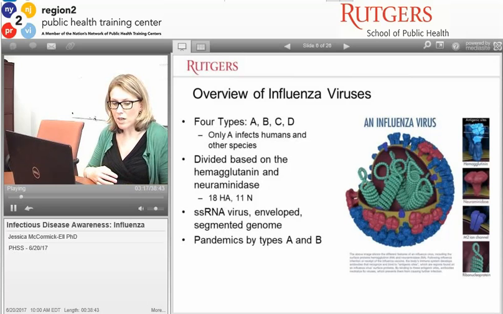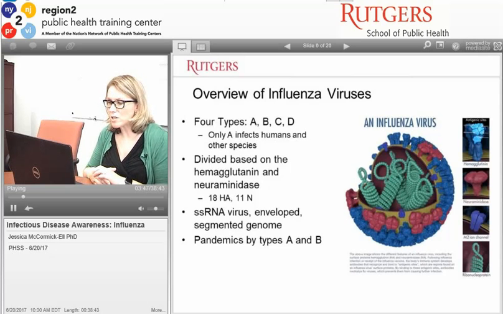But the influenza A virus is the one that is multi-species. Influenza virus B affects only humans, but it can cause pandemics. Influenza virus C is usually a very mild presentation, and so you don't see this causing really serious disease. And type D really only causes disease in cattle, and it is not believed to cause any disease in humans.